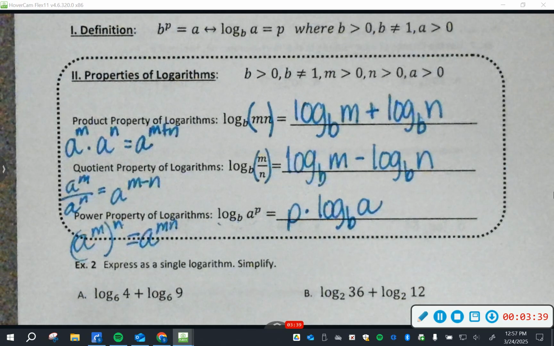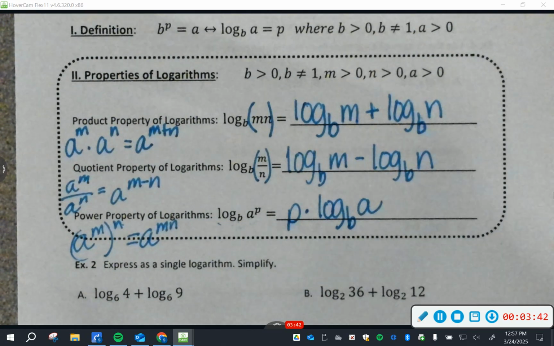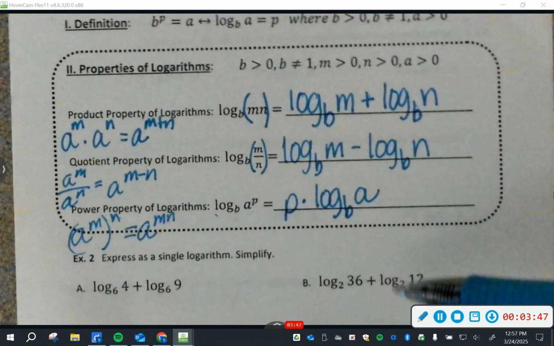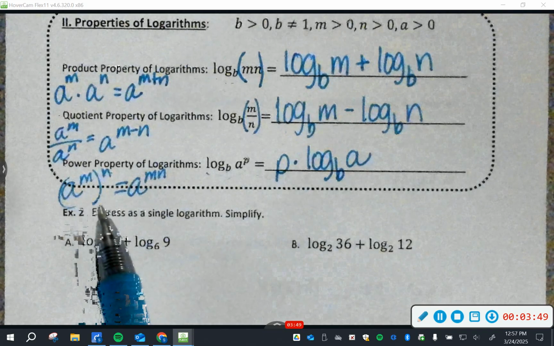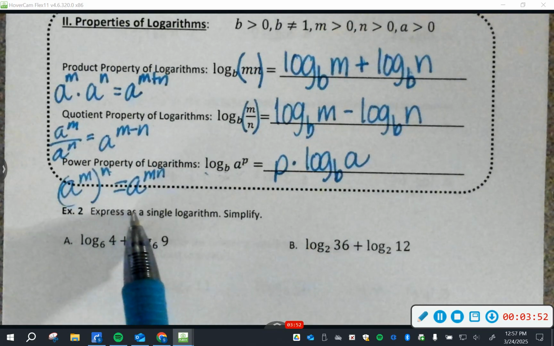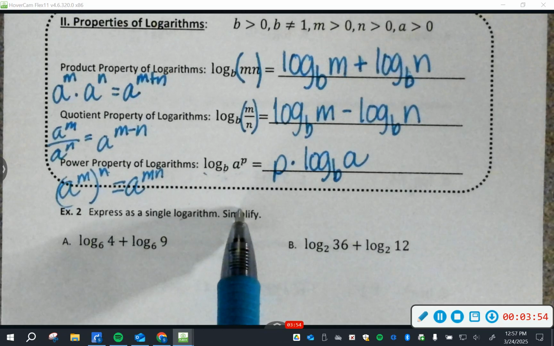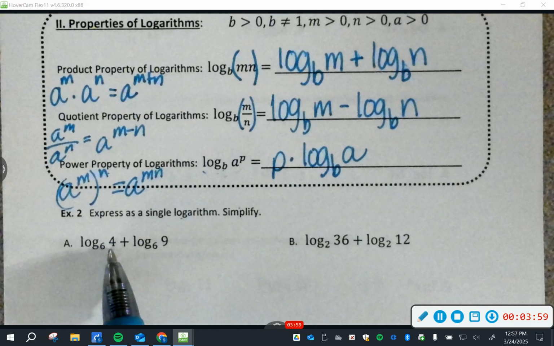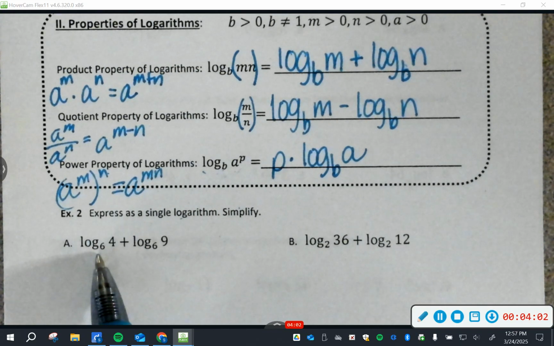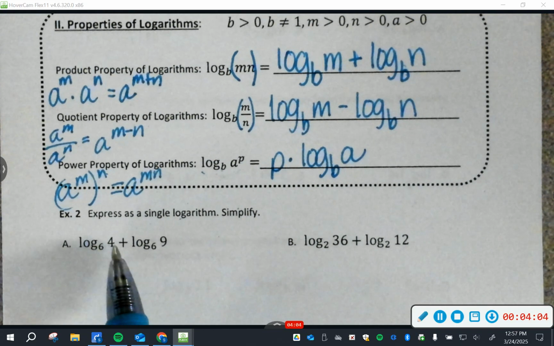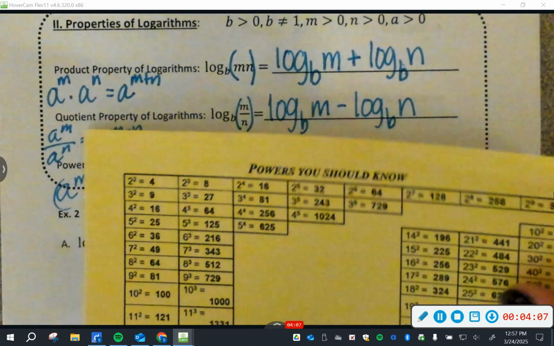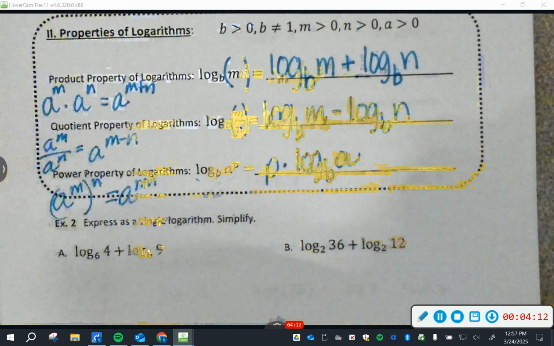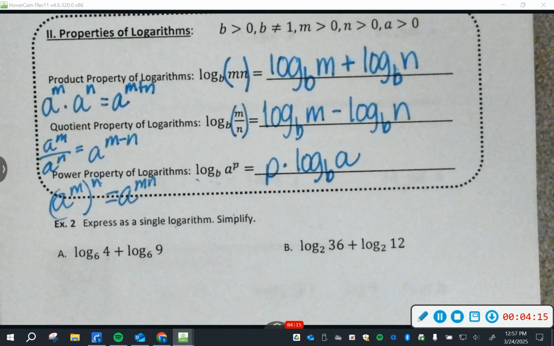Okay, now why do we care? Why do we need to know these? Well, because these can help us simplify an expression if we get stuck. So for instance, all of these in example 2. Express as a single logarithm. Simplify. Okay, so log base 6 of 4. 6 to what power makes 4? Well, you can look at your power chart, and we can find 6, and we're not going to see 4, okay? So you could say that, okay, we're stuck.